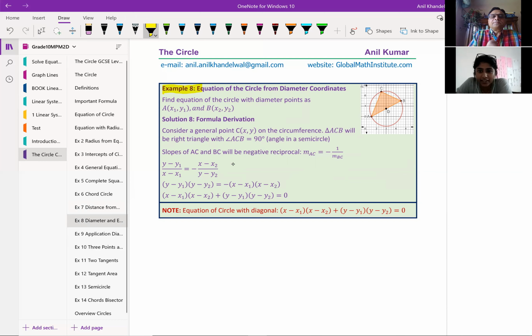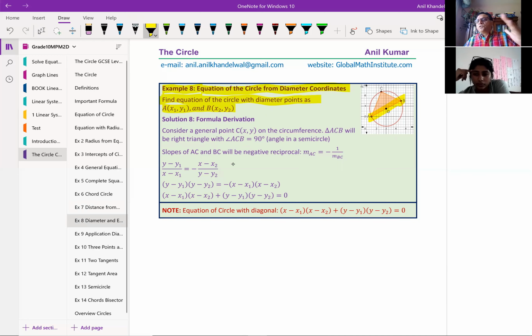Example 8. Equation of the circle from diameter coordinates. Find the equation of the circle with diameter points A being x1, y1 and B being x2, y2. Now that's again a very beautiful question, and what we are going to derive is a very interesting equation.